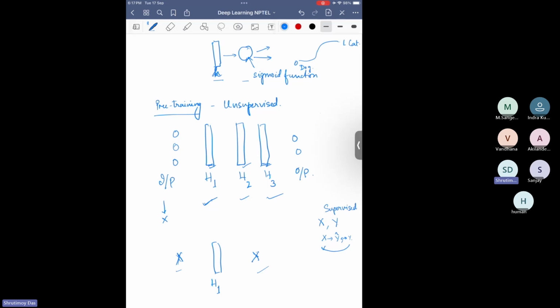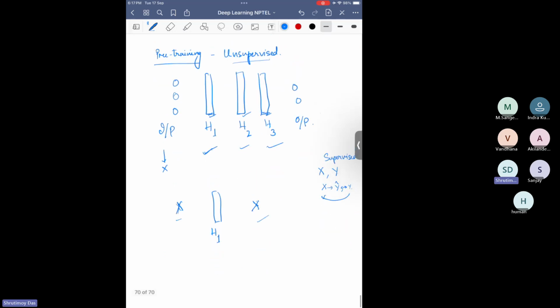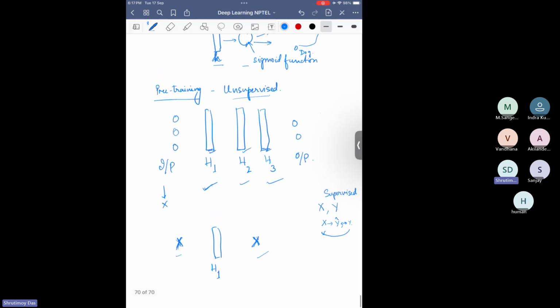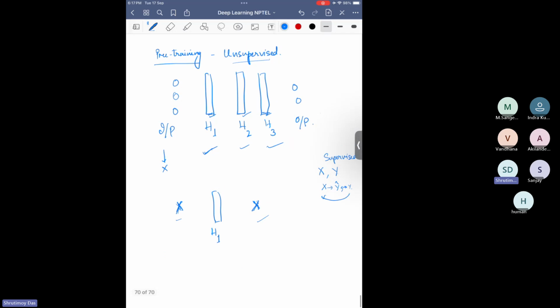Now, when I'm saying unsupervised, it means that the data do not have any label. Take this example of an autoencoder. Your input is X, your output is also the data itself. There is no label, right? That is why this is termed unsupervised learning.